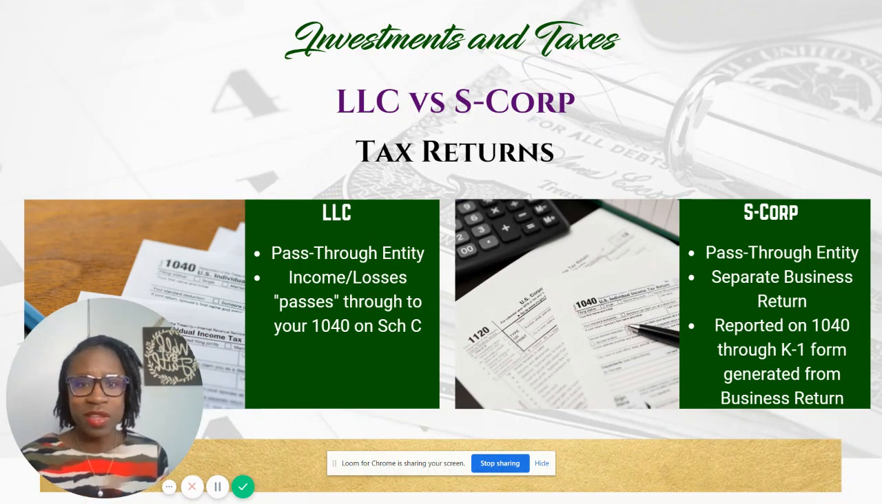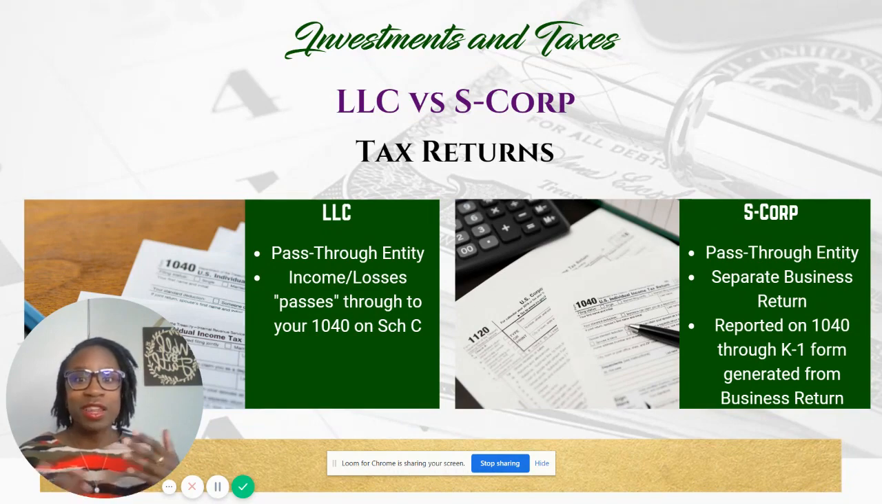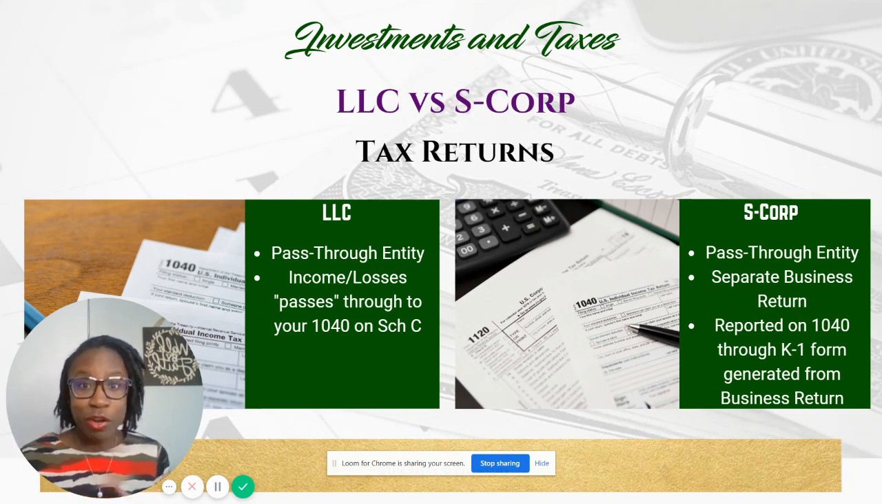An S-Corp, on the other hand, is considered a pass-through entity. However, there are a lot of key differences that you want to take note of. Your S-Corp is not going to be reported on your Schedule C. There's going to be a separate line item on your 1040, so it does pass through to your 1040, but it's going to be passing through in another area, for lack of better terms.